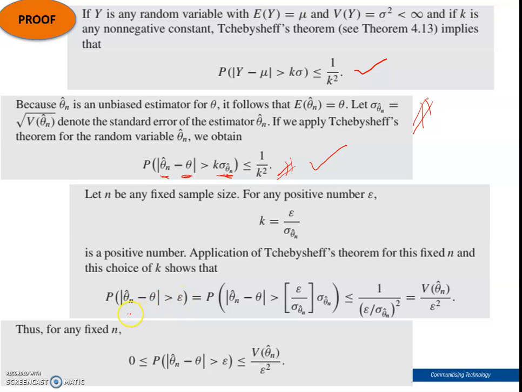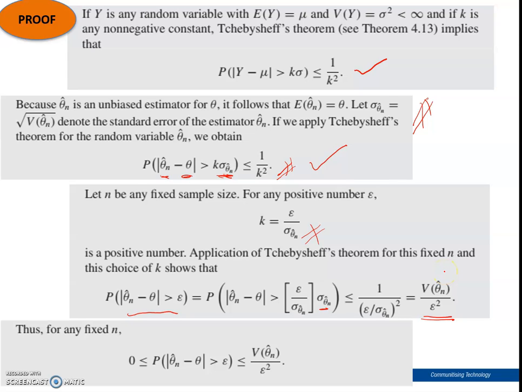At first you have this inequality, but then you substitute epsilon here, so it becomes theta hat n minus theta greater than epsilon over sigma theta hat n times sigma, and this is less than or equal to 1 over k squared. Substituting k and simplifying, you will get the variance of theta hat n over epsilon squared. Try solving this one, to the left and to the right, and then you will get this result.